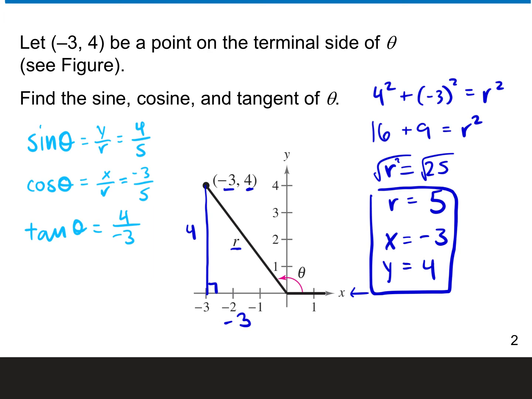So just to reiterate, the first thing we want to find is our radius, r. We could either make a little right triangle and use the Pythagorean theorem to find it, or we could use that formula from the last page. Once we find r, we just plug in x, y, and r into our sine, cosine, and tangent.